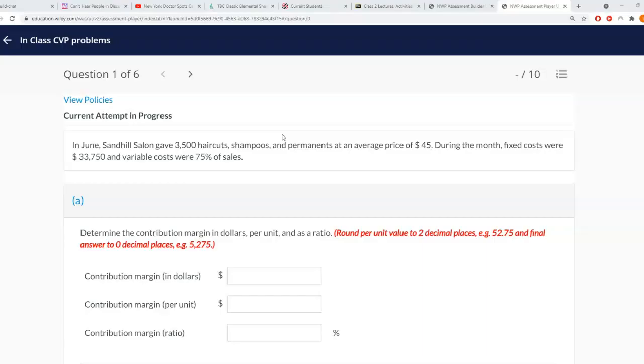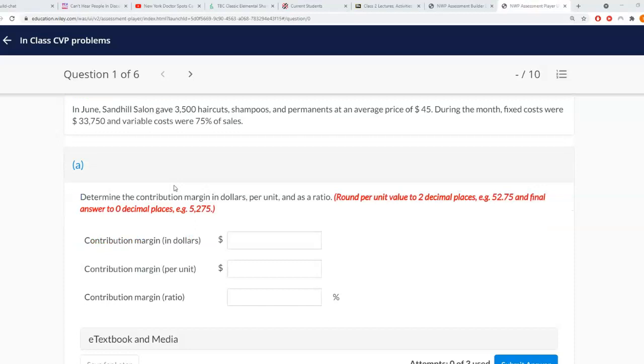The salon gave 3,500 haircuts, shampoos, and permanents at an average price of $45 during the month. Fixed costs were 33,750 and variable costs were 75% of sales. Okay. All right. So, A, determine the contribution margin in dollars per unit and as a ratio. Round per unit value to 2 decimal places.